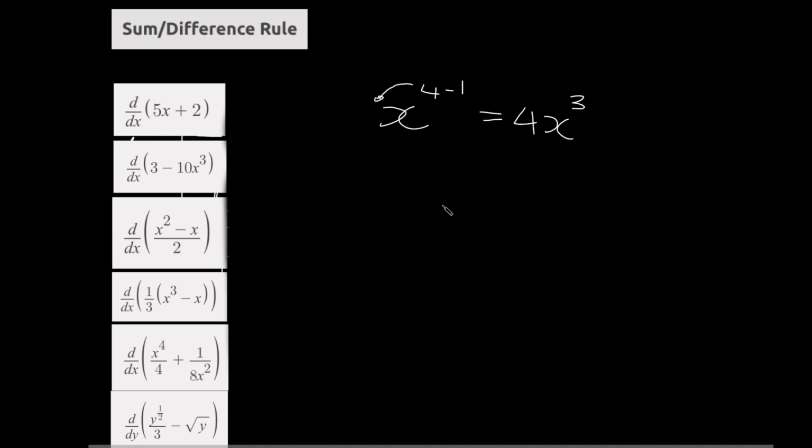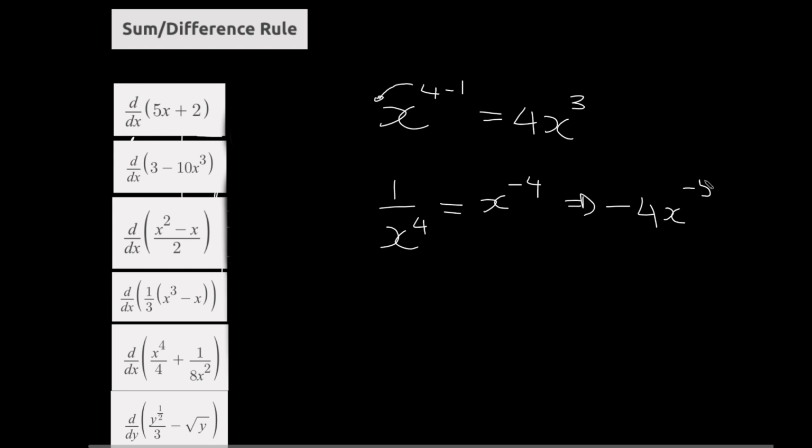And then you might see another situation, which might be 1 over x to the power of 4. So in this situation, we can't differentiate yet. We need to put it in a form where we can differentiate like this. This is equivalent to x to the power of negative 4. And now in this form, we can differentiate. So this would become negative 4x to the power of negative 5.